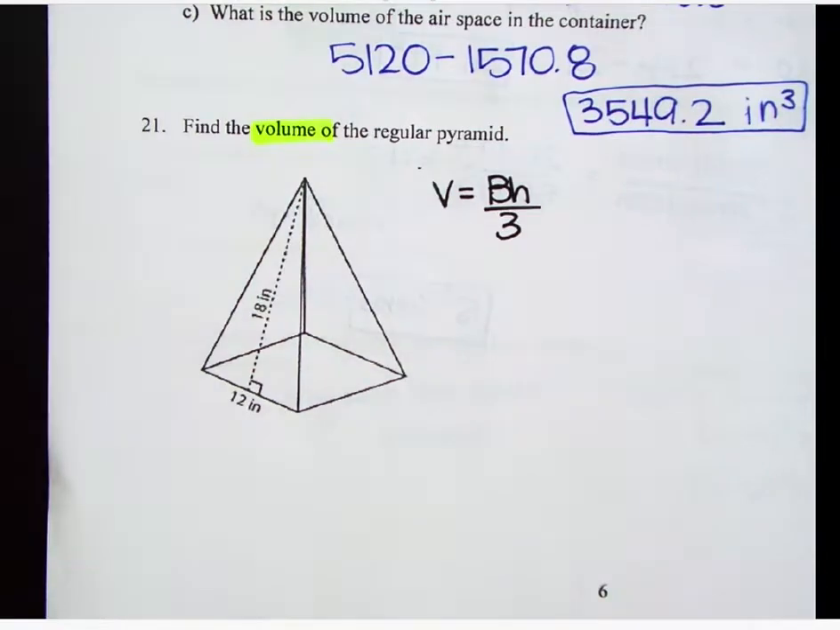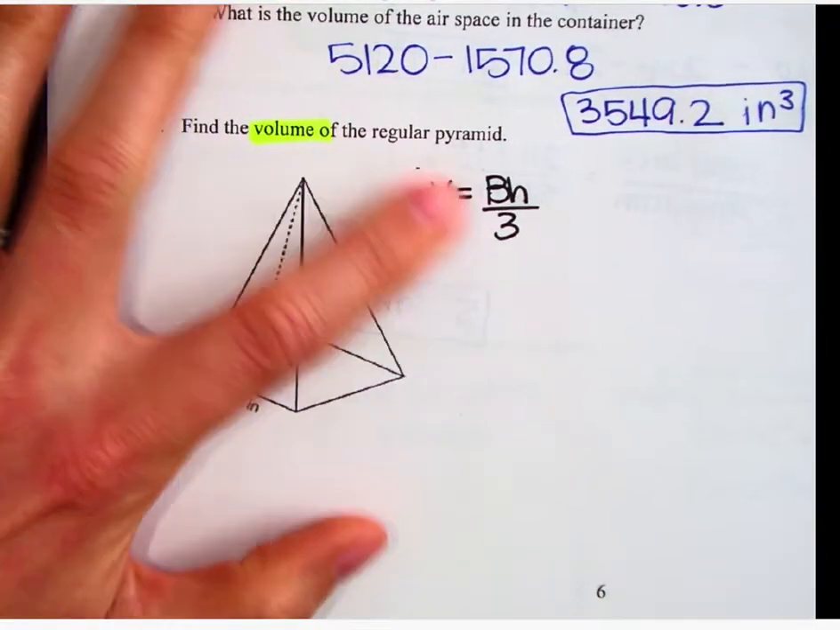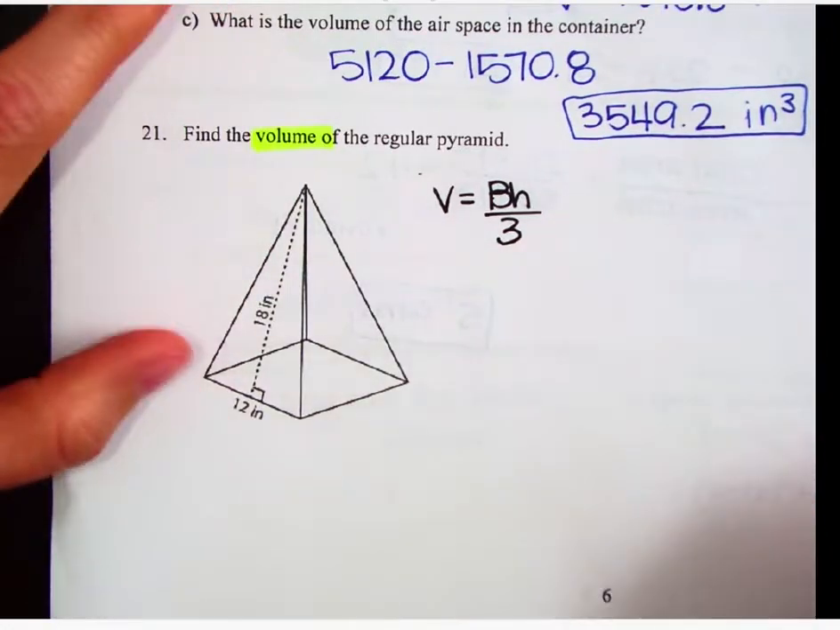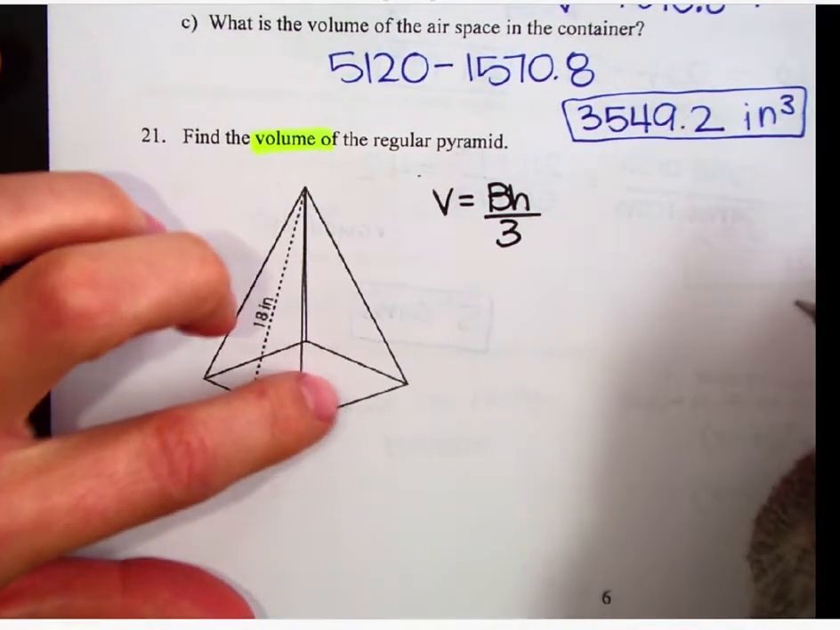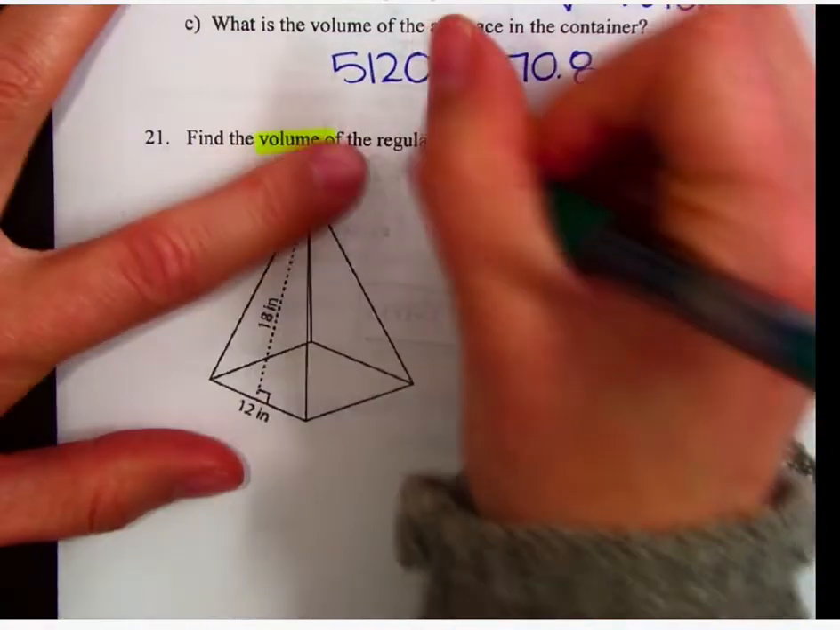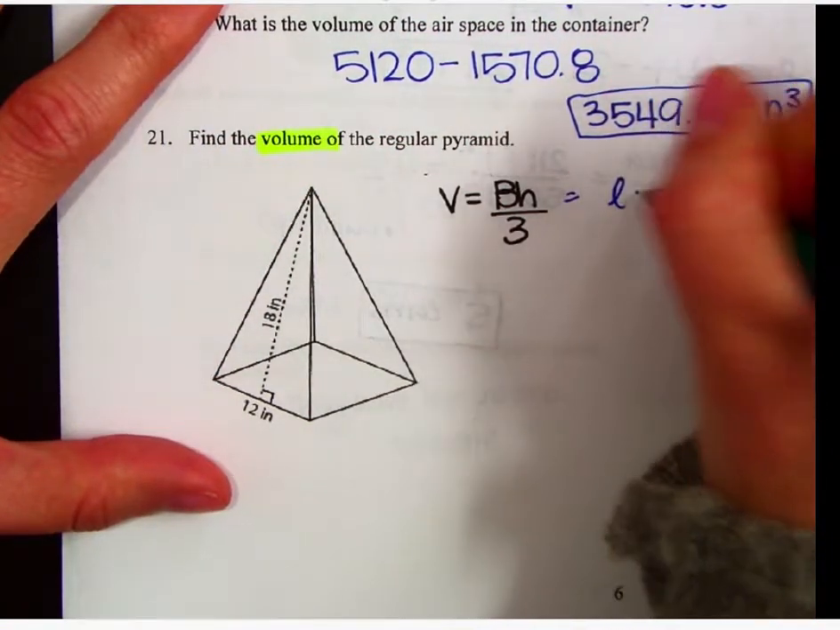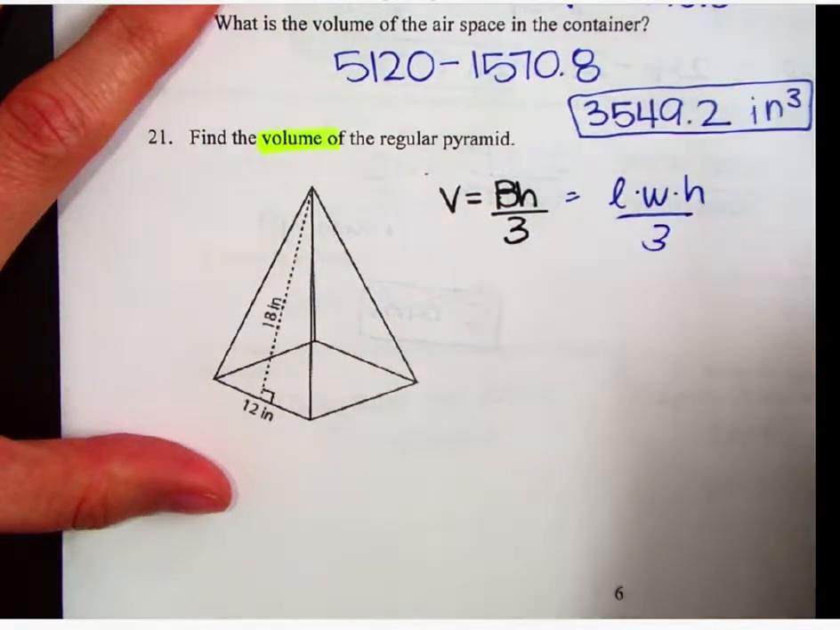Last question, we're asked to find the volume of the regular pyramid. I wrote down that formula for us. We could also use, since this is a square base, that's what the regular pyramid means. We have a square base. So we're going to find this as length times width times height divided by 3.